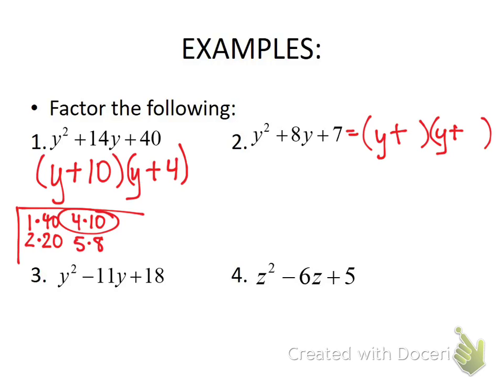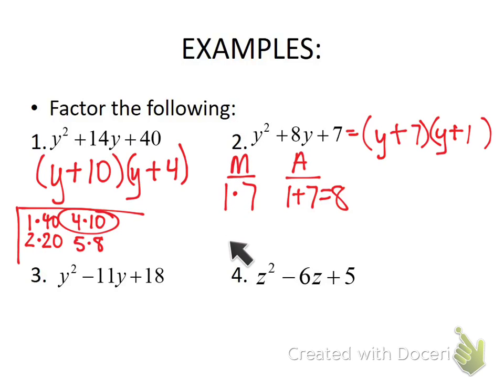We need 2 numbers that multiply to 7 and add up to 8. Those 2 numbers are going to be 7 and 1. Sometimes in the past I've done a multiply column, so it would be 1 times 7, and then an add column where we change it to 1 plus 7 to check that it equals what we want. Some people call it the MA method: multiply and add.